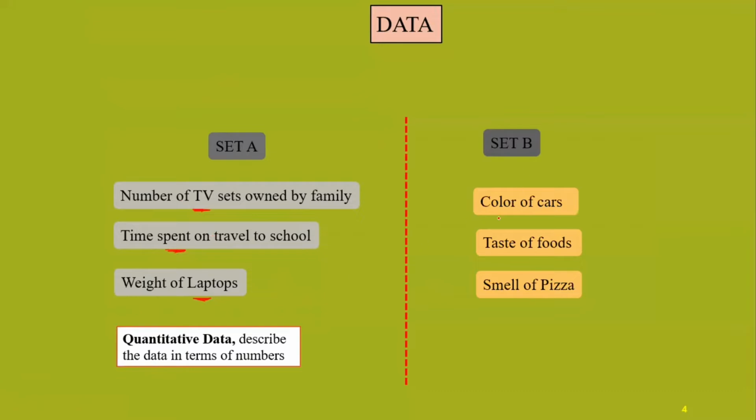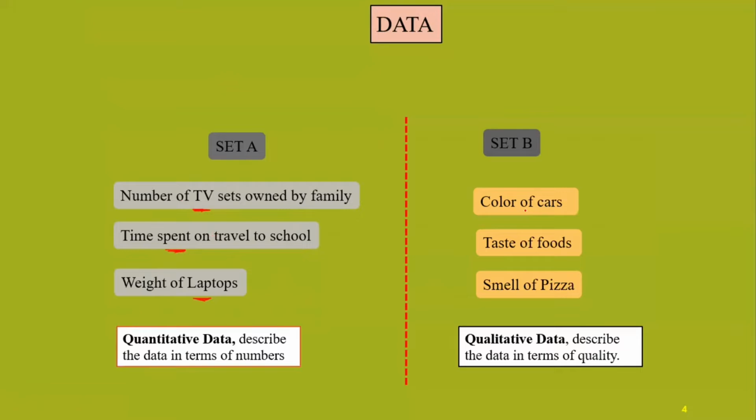And the set of data B says about the quality. Color of the car can be gray, white, or black. The taste of the foods would be different. The smell of the pizzas would be different. So this all tells about the quality. So this type of data is called qualitative data. It describes the data in terms of quality.